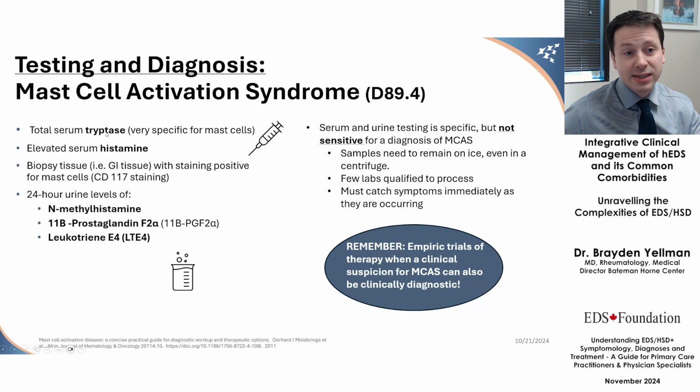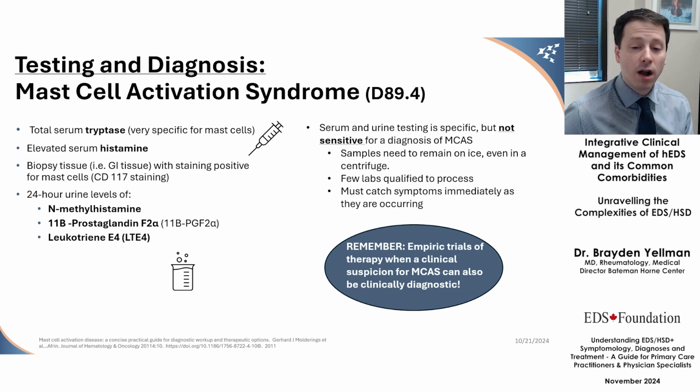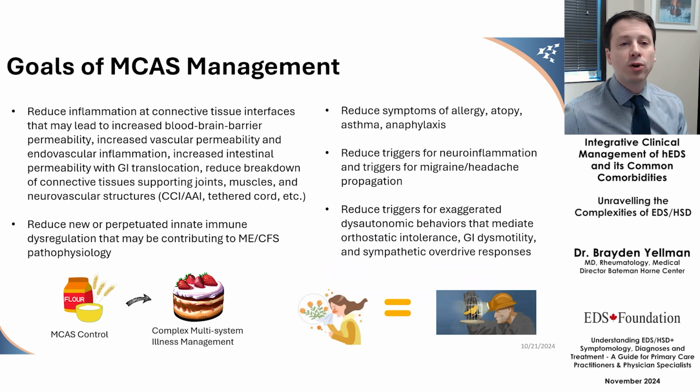Those tests that do exist are serum tryptases, elevated serum histamines, 24-hour urine levels of N-methylhistamine, 11-beta-prostaglandin F2 alpha, leukotriene E4, etc. But again, I don't order these very often in clinic when I have a strong suspicion and when people start responding to mast cell therapies, which are pretty benign. What are the goals of reducing mast cell management, right?